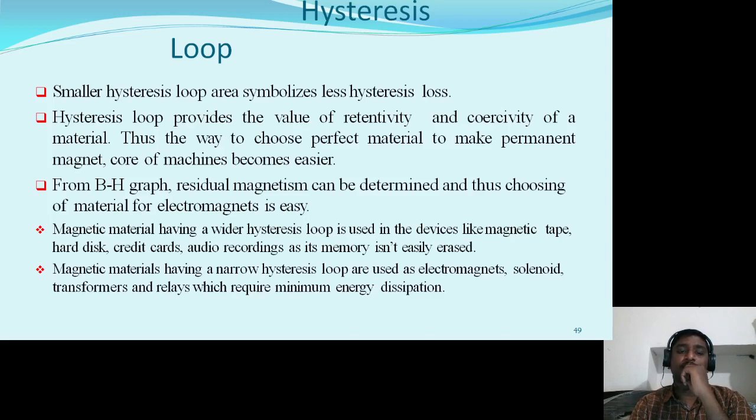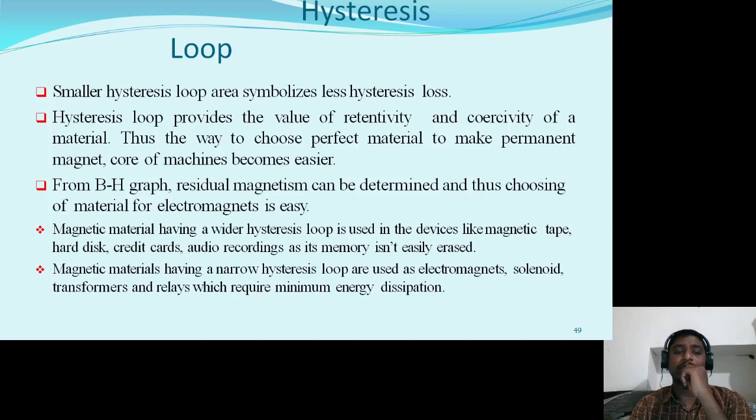So from the BH graph, residual magnetism can be determined. Thus choosing of the material for electromagnet is easy. If you want to prepare an electromagnet, which material we need to consider will depend upon the residual magnetism that we may derive from the BH graph.